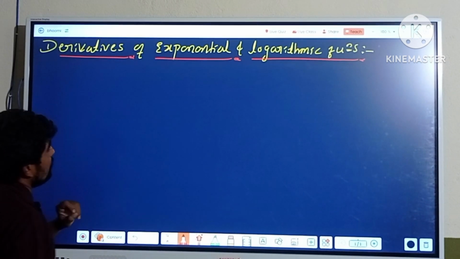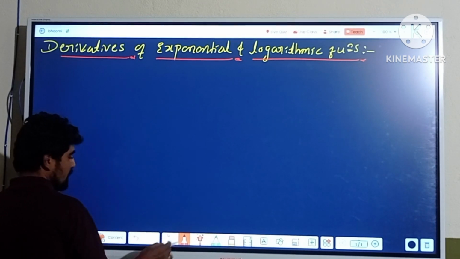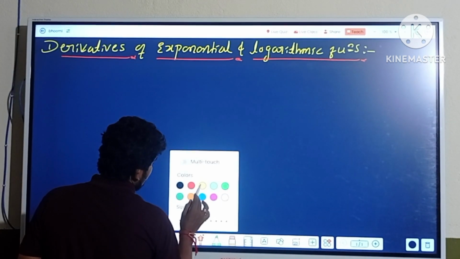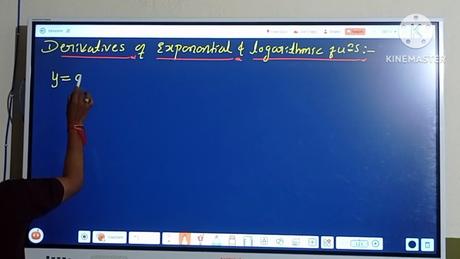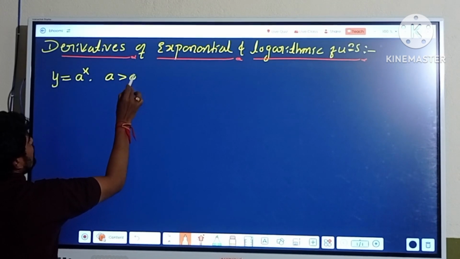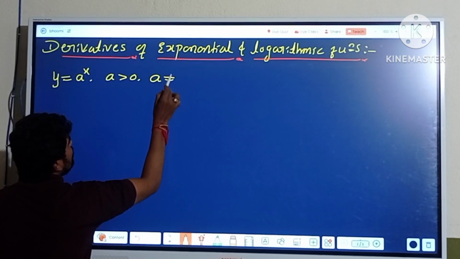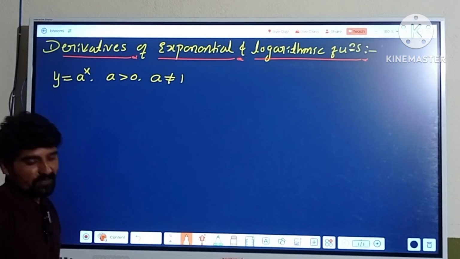So, first thing I am going to discuss briefly is the exponential function. What is meant by an exponential function? Any function of the form y equals a power x, where a should be greater than 0 and a should not be equal to 1, is called an exponential function.